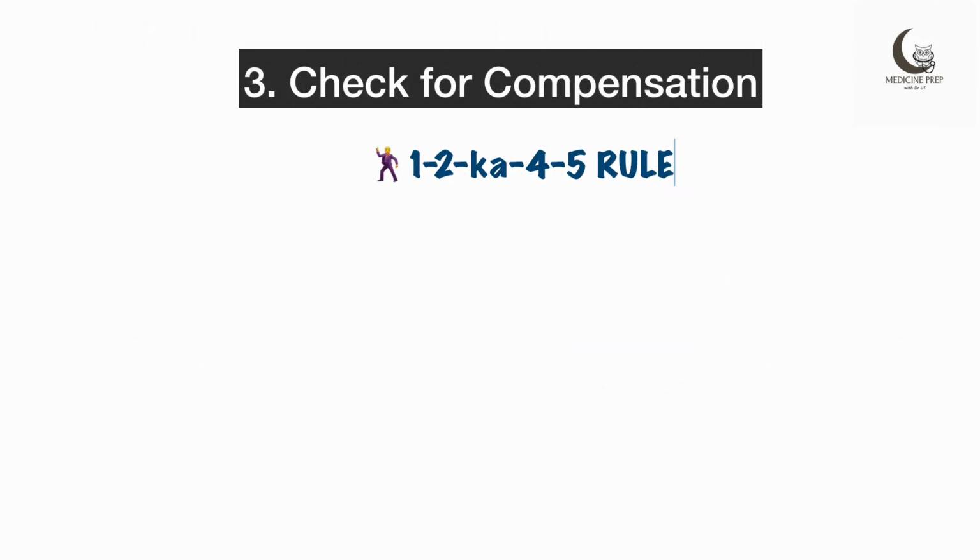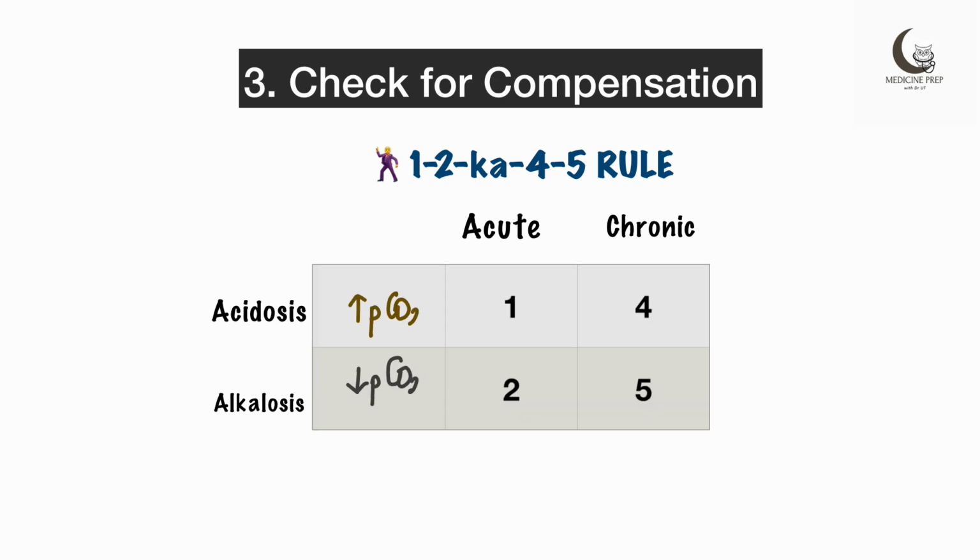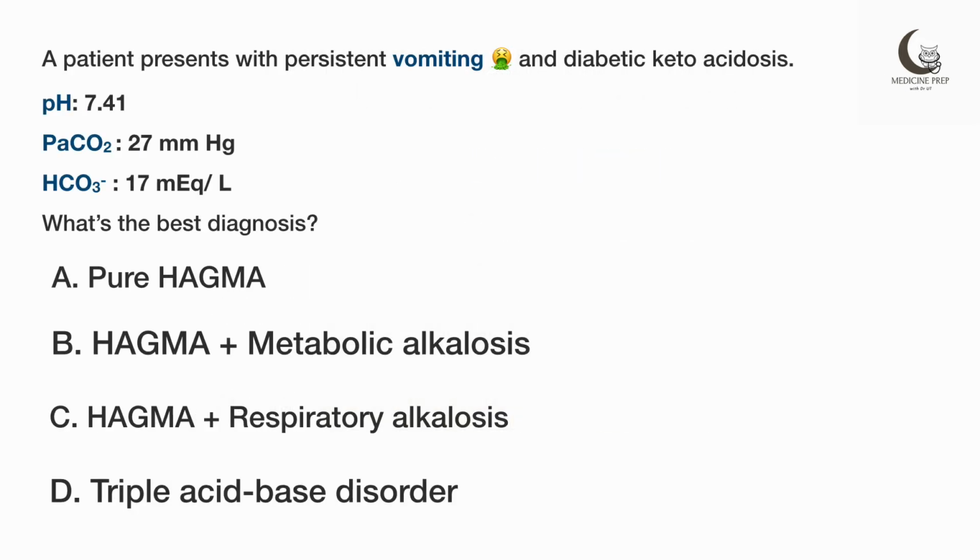Now, there's an easy way to remember all four respiratory compensation rules. I call it the 1-2-4-5 rule. For acidosis, remember 1-4. For alkalosis, remember 2-5. Remember, acute changes are smaller, chronic changes are larger.